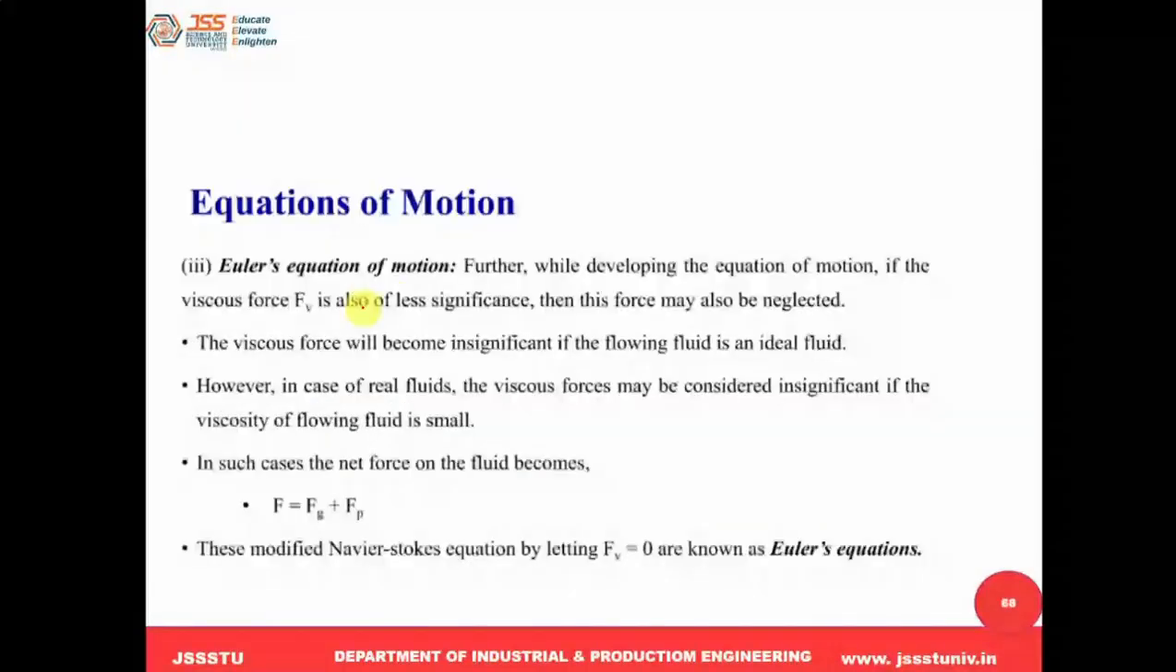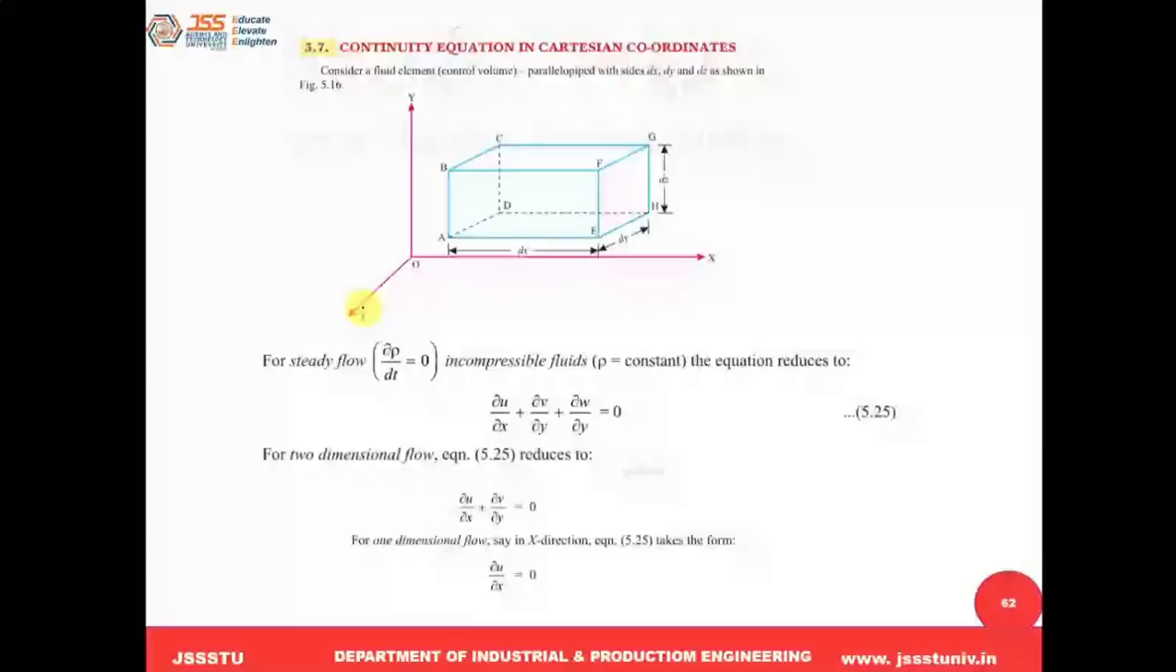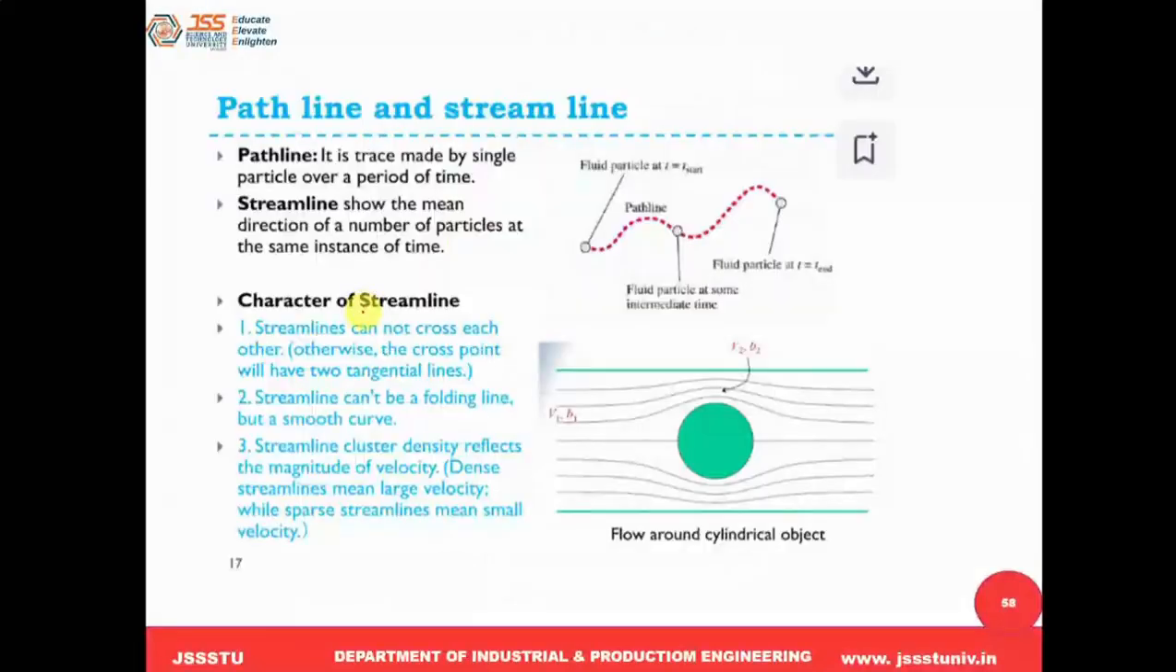Let me start with the first, let's start with what is path line and streamline. These are very technical terms used in fluid mechanics. Basically, when you deal with CFD, that is computational fluid dynamics, and use the software, they analyze the flow analysis. Then the term streamline is very important in fluid analysis.